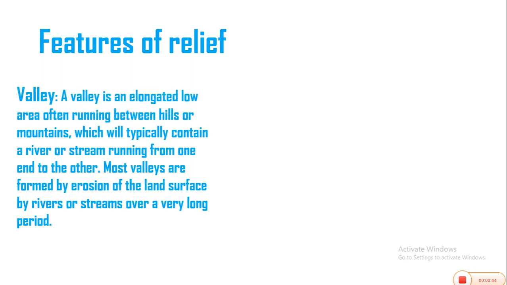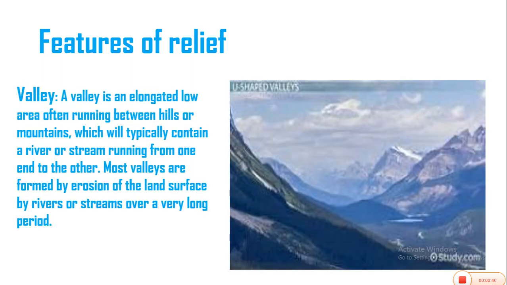The first feature we'll be looking at is the valley. A valley is an elongated, low area, often running between hills or mountains, which will typically contain a river or stream running from one end to the other. Most valleys are formed by erosion of the land surface by rivers or streams over a very long period.